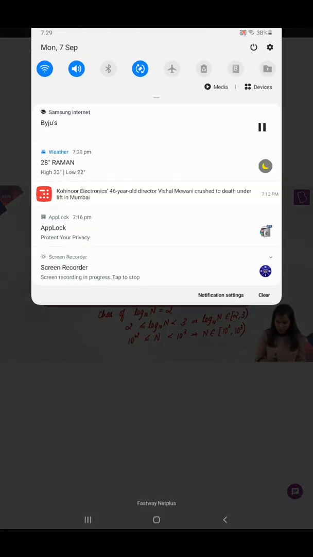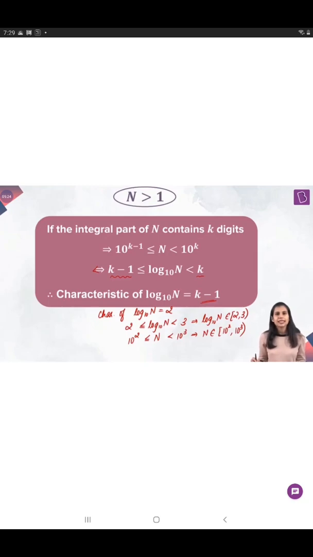That's why it's true in the reverse fashion that if the characteristic of log n to the base 10 is k minus 1, that means this common log value is lying between k minus 1 and k. Here I have non-strict inequality, here I have strict inequality. Got it? This would further mean that n is greater than or equal to 10 to the power k minus 1 and strictly less than 10 to the power k.